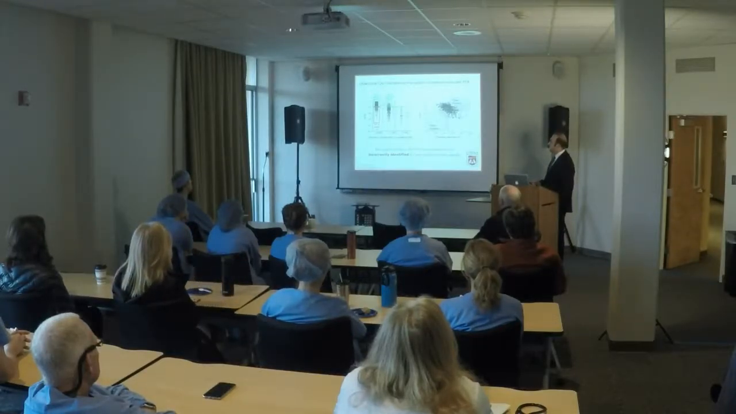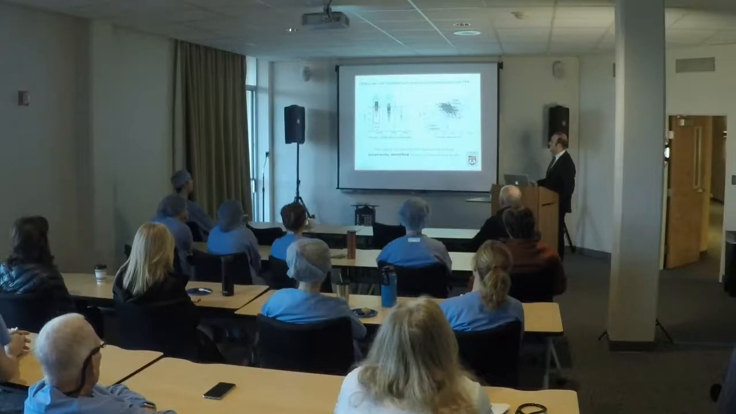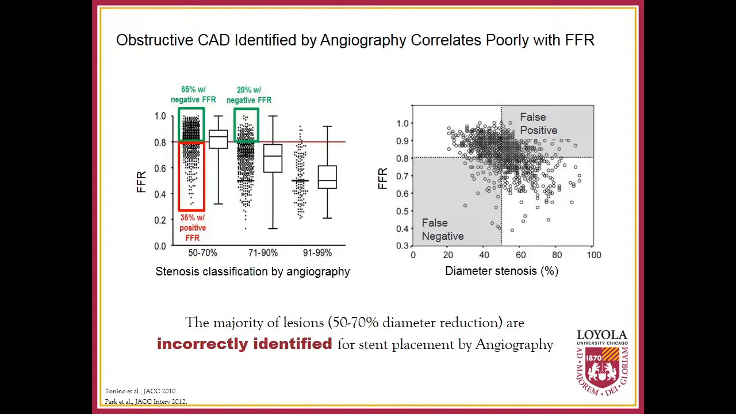Okay? Even if you look at the subgroup of patients with severe stenosis, we're talking 71 to 90% diameter reduction, severe stenosis, 1/5 of them, so 20%, had a negative invasive FFR and could have safely deferred a percutaneous intervention and could have been treated medically.